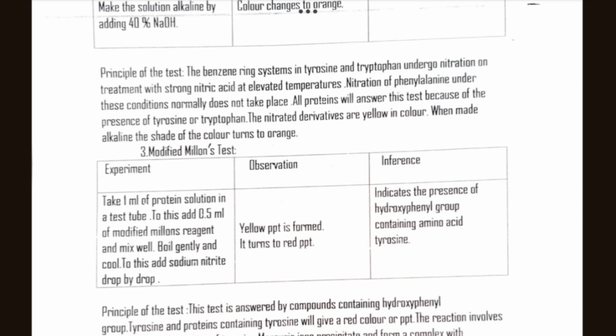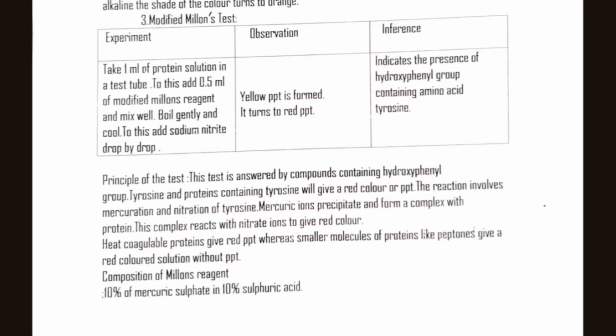When made alkaline, the shade of the color changes to orange. Modified Millon's test. Take 1 ml of protein solution in a test tube. To this add 0.5 ml of modified Millon's reagent. Mix well. Boil gently and cool. To this add sodium nitrite drop by drop. A yellow precipitate is formed, then it turns red. So this indicates the presence of the hydroxyphenyl group containing amino acid tyrosine.